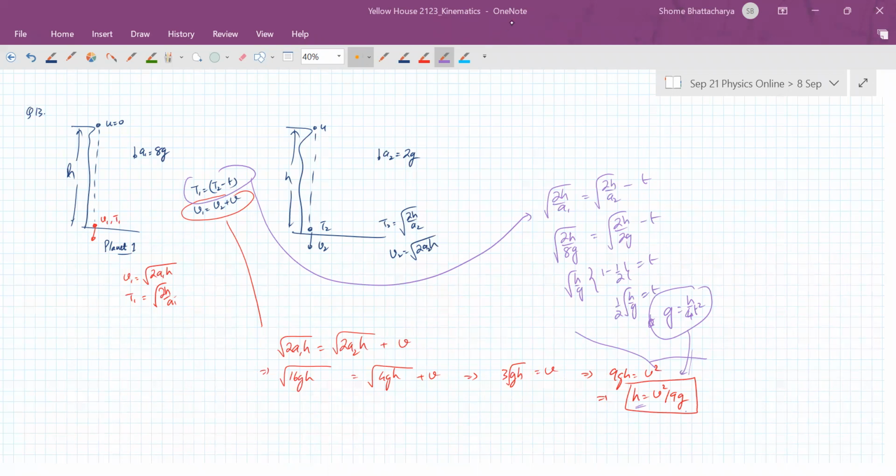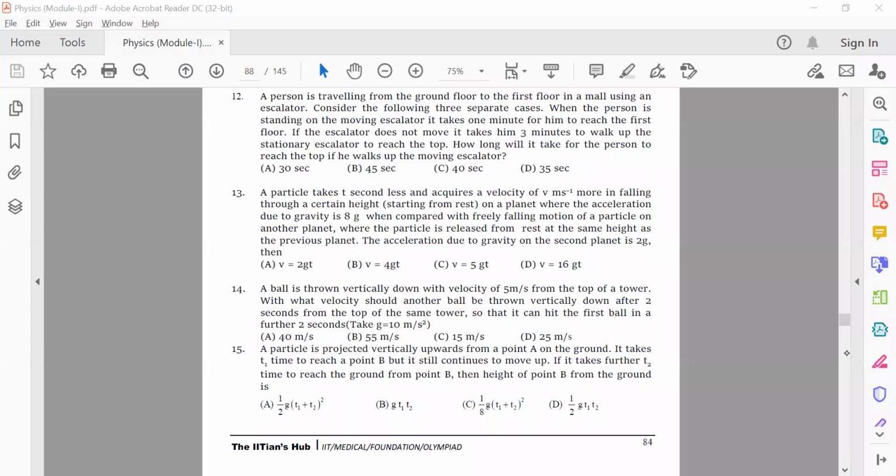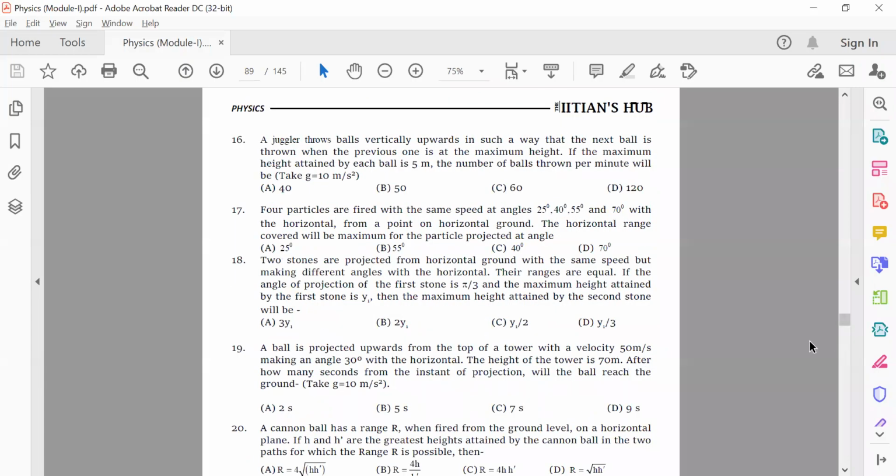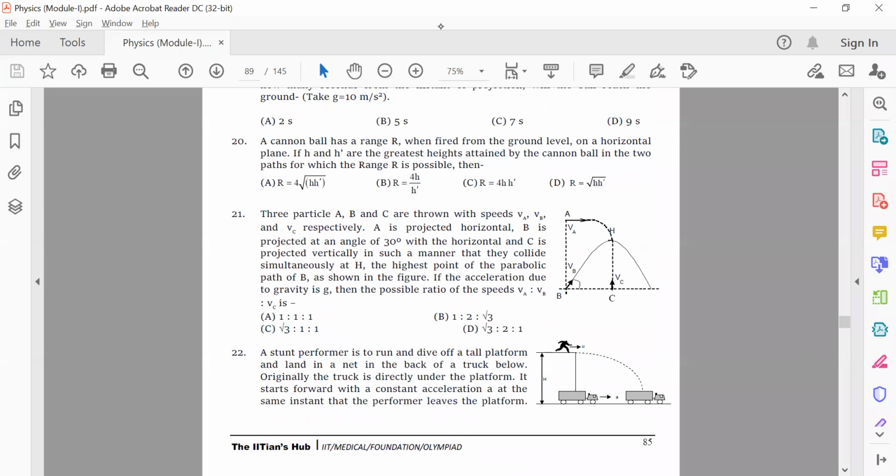Okay, so I'm switching now to question 21. Yeah, this is a very interesting question. Let's discuss. So you have three particles, A, B, and C, which are thrown like this. One is a horizontal projection from a height, the other is a vertical projection from the point C. The third is an oblique projection. And the angle for B is given to us as 30 degrees, this angle.